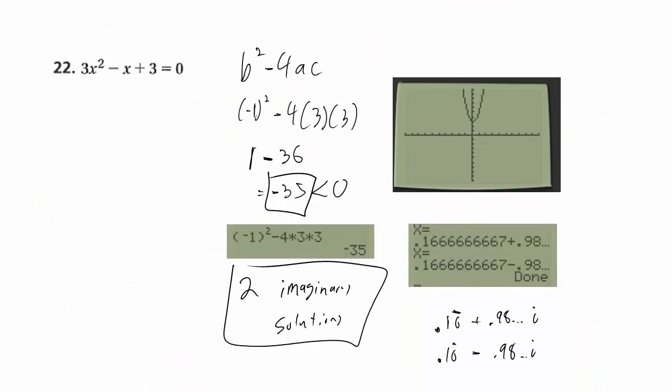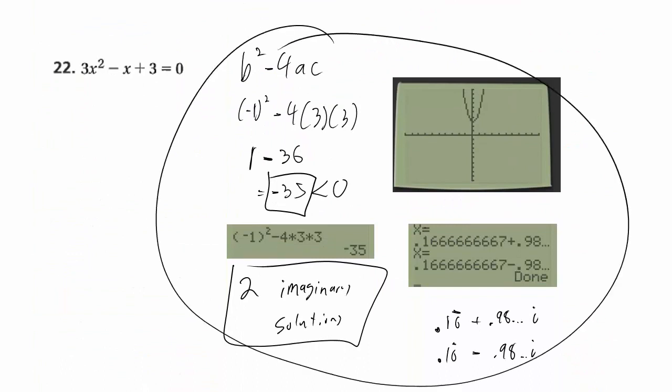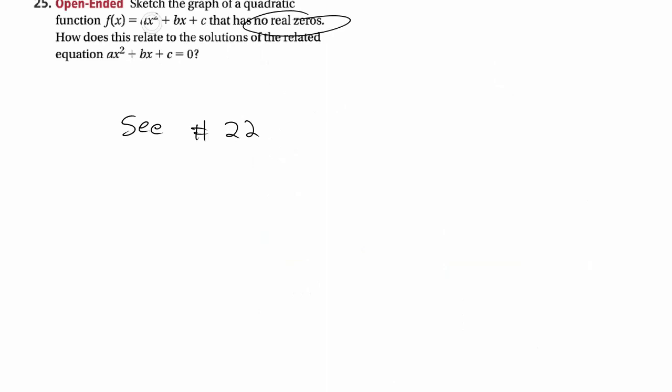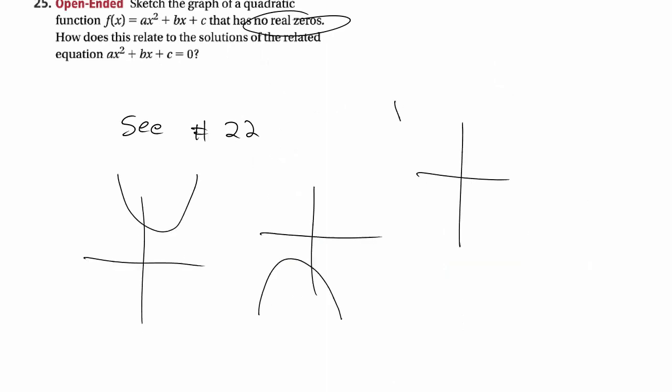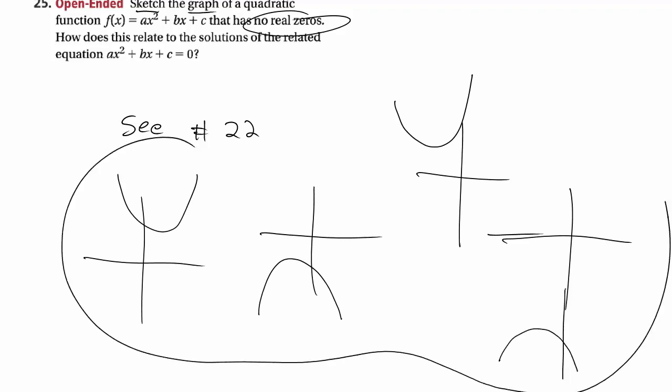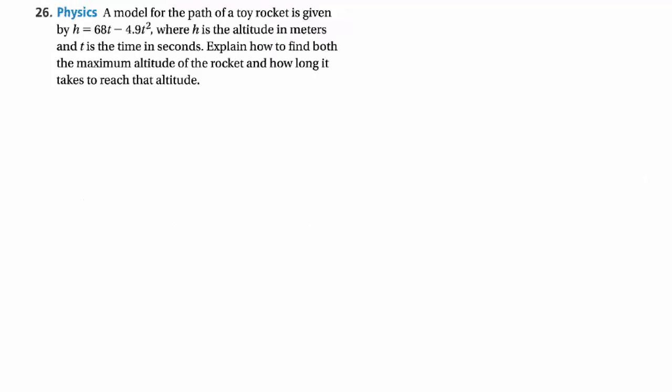For 25, we're trying to sketch a graph of a function that has no real zeros. Well, we just talked about this in number 22. So if you look at 22, just sketch any quadratic equation that does not have two x-intercepts or any x-intercepts at all, really, because it is possible for it to have one x-intercept if it just bounces off the x-axis, but all of these are sketches of parabolas that have no real solutions. Number 26, this is probably the most practical one. You'll use this in physics class.